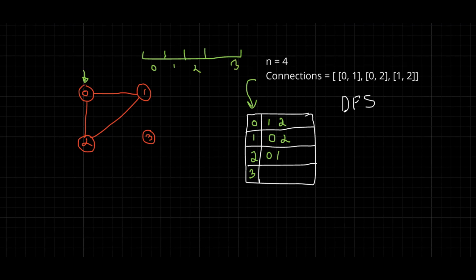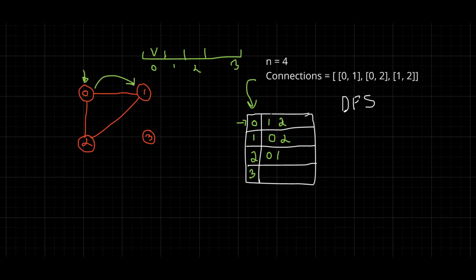Okay. Now we are at this node 0. So make it visited. And from 0, we can go into 1 and 2. So let's look at the adjacency list of 0 and visit node 1.